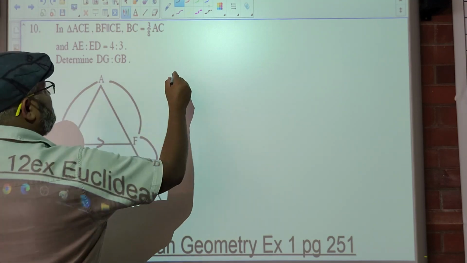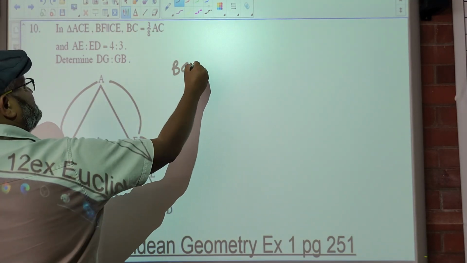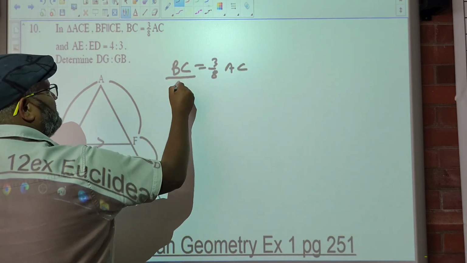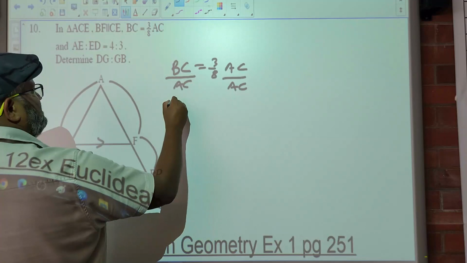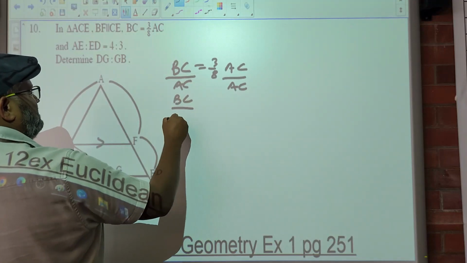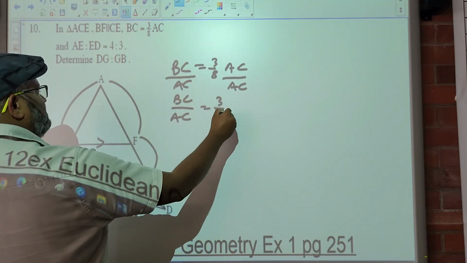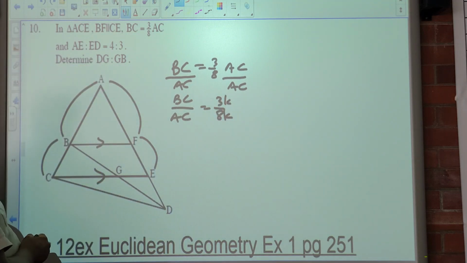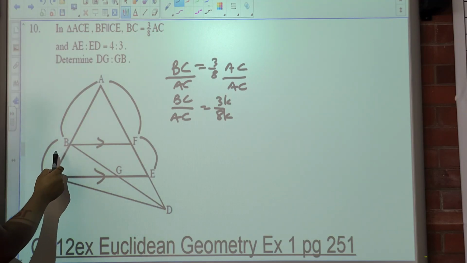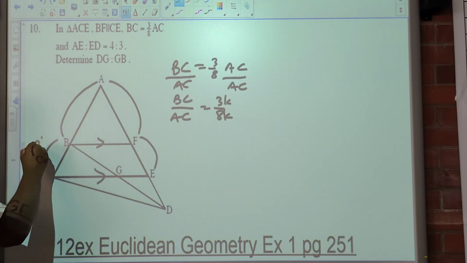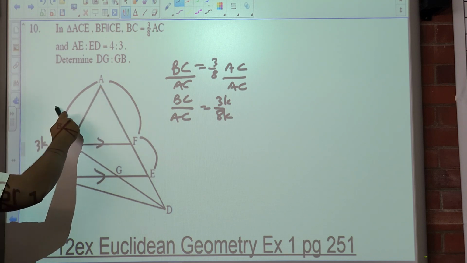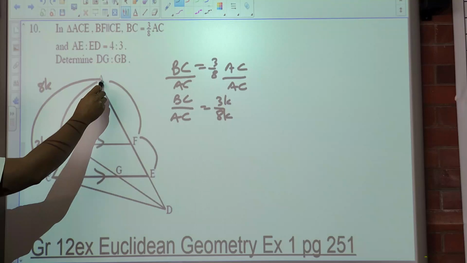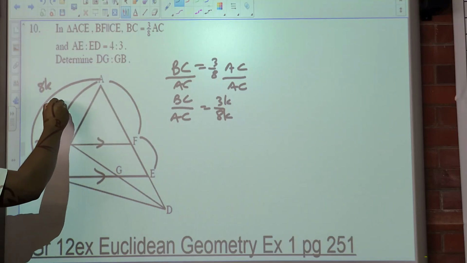And then we are told that BC is equal to 3 over 8 AC. What do I do? I divide both sides by AC to get the ratio on its own. So BC is going to be 3k over 8k. So BC is going to be 3k, and AC, which is this whole length here, is 8k. So what is AB in terms of k? 5k.